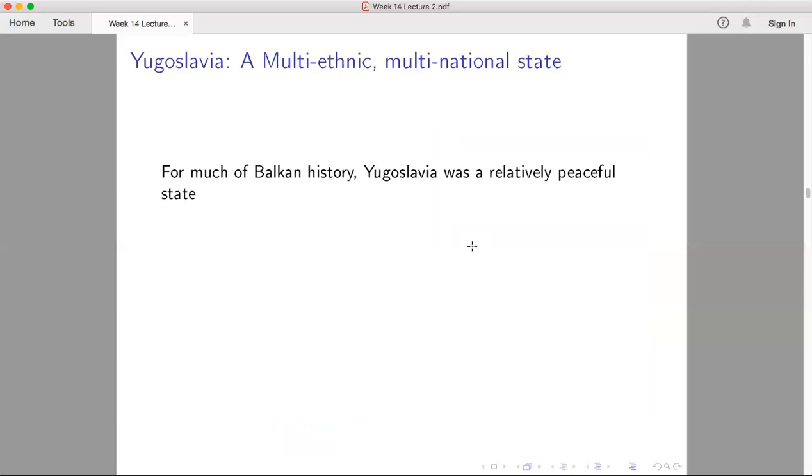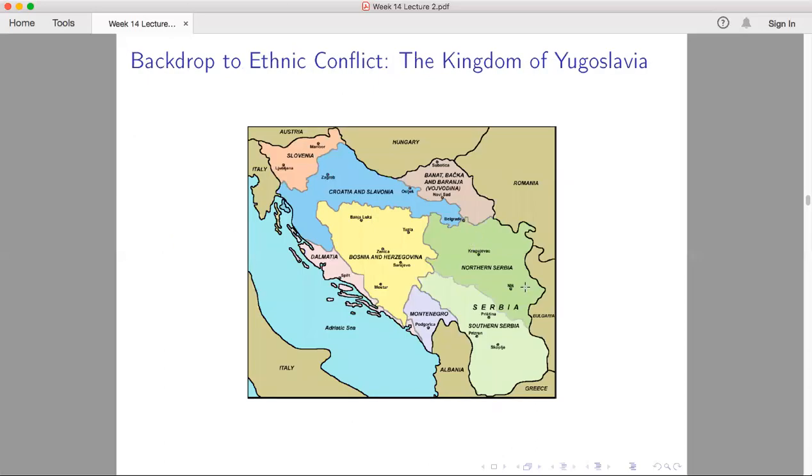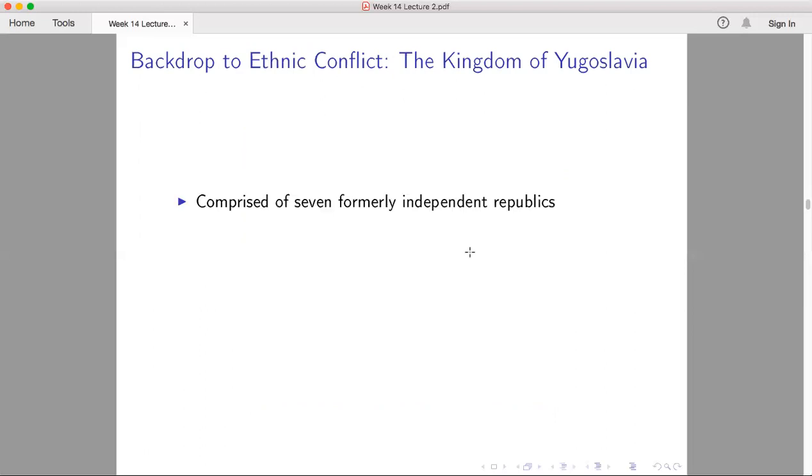However, it's important to note that for most of the history of Yugoslavia, it was a relatively peaceful state, right? In the period of the Kingdom of Yugoslavia, we had different kingdoms united together, right? There were formerly independent republics that were then united. They were ruled by a highly centralized Serbian dynasty.